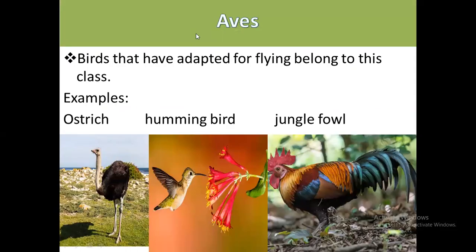And Aves, birds, right? Birds that have adapted for flying belong to this class. Examples: ostrich, hummingbird, jungle fowl. Hummingbird is the smallest bird in the world and this is the largest bird in the world. This can't fly, right? That is additional knowledge. Birds that have adapted for flying belong to this class. Aves, the topic, Aves.